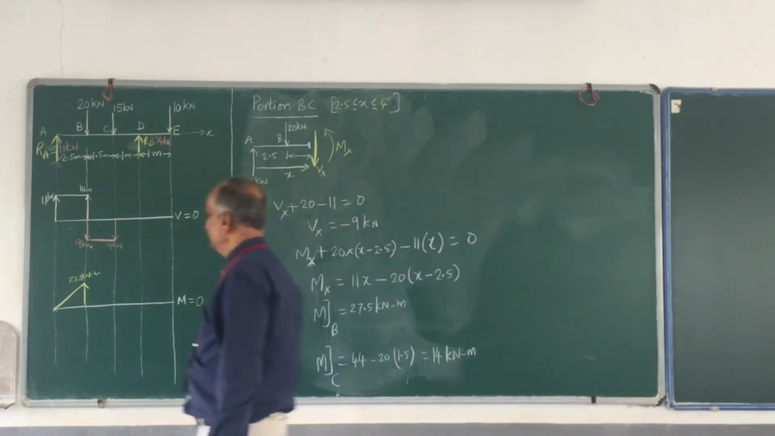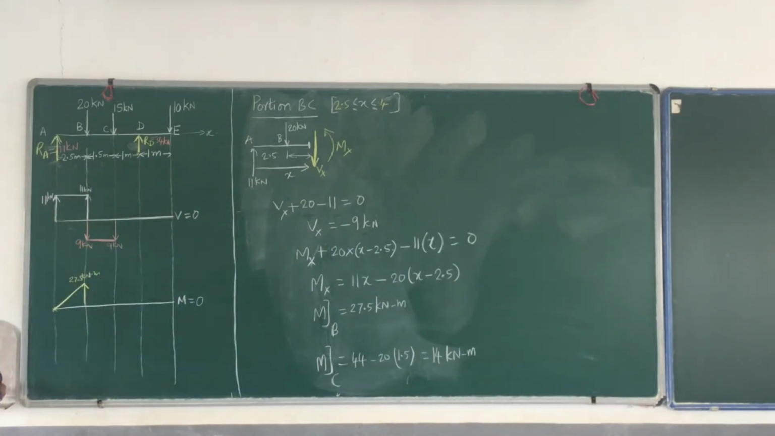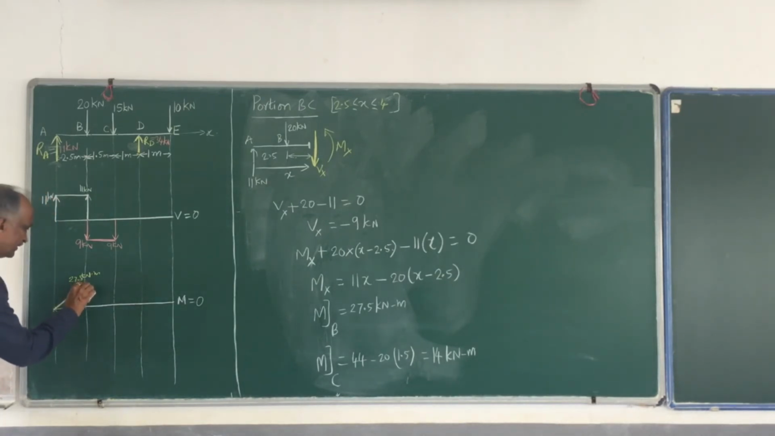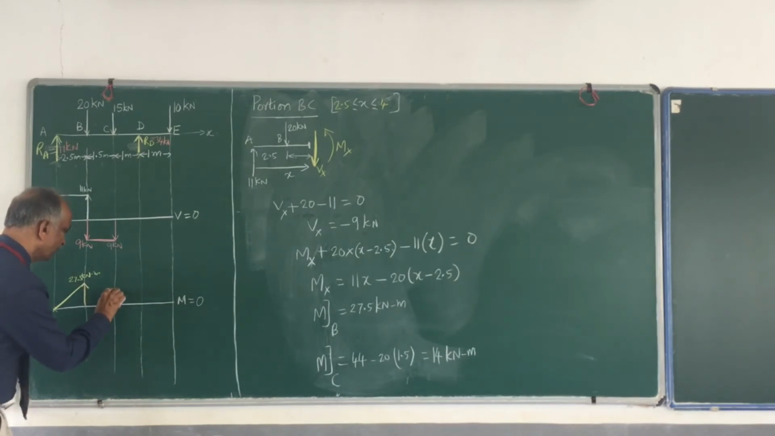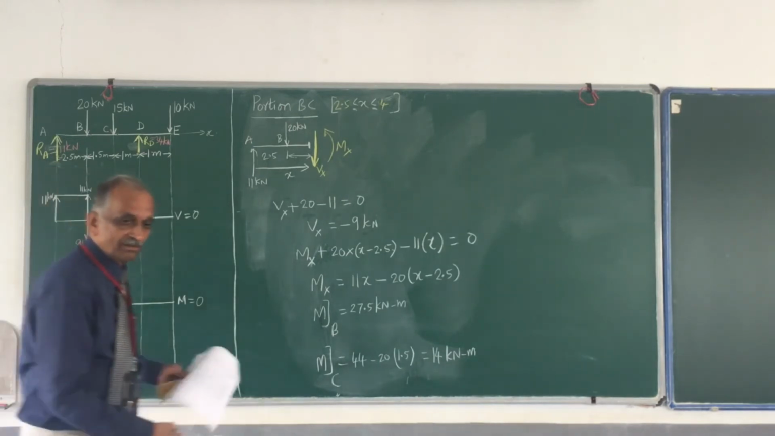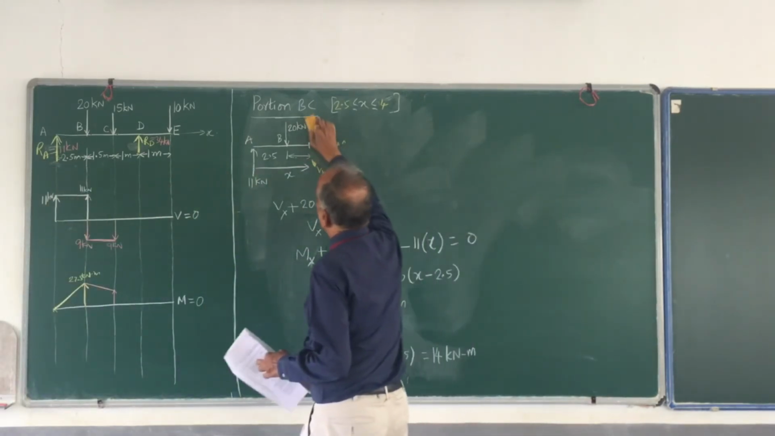So it is a straight line, therefore you can easily complete it now. What is the bending moment at B? Bending moment at B is 27.5, that is this value only. Then what is bending moment at C? It is 14, almost half, a little more than half. So how is the variation? It is a straight line. So this is the variation of bending moment for the portion BC. I hope it's clear. Now portion BC is over.